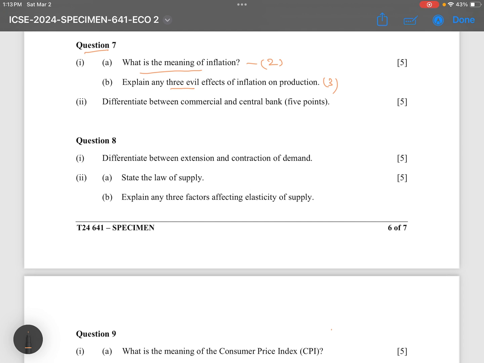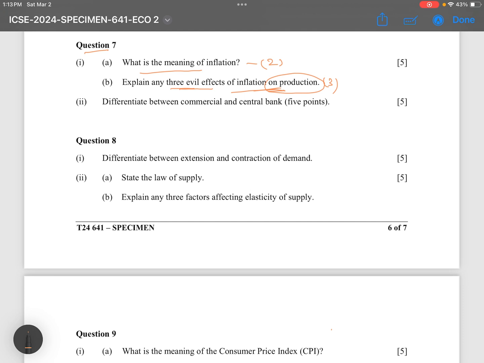And you can also include sentences like it means that the purchasing power of money decreases, or each unit of money can now buy fewer goods and services. So that will be your answer to the first question. Second question is explain any 3 evil effects of inflation on production. Make a note of this word, on production. They are not asking us effects of inflation on general economy. So don't include points on consumers, on farmers, on debtors. We are not talking about those. We are only talking about evil effects of inflation on production.